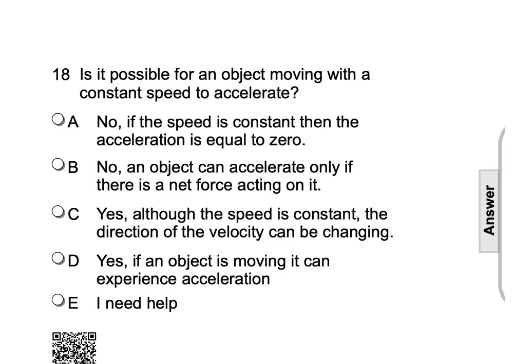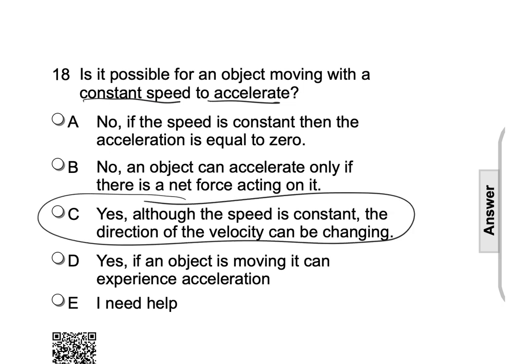Okay, is it possible for an object moving with a constant speed to accelerate? Yeah, if it's taking a curve. And when it's taking a curve, the direction is changing. So yeah, you can accelerate if you're going constant speed, if your direction is changing, like going around in a circle.